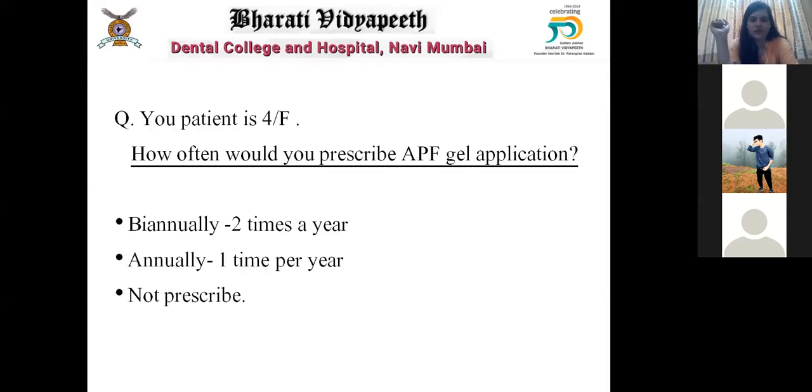Okay, next question. Your patient is a 4 year old female. How often would you prescribe APF gel application? So twice a year, once a year, or not prescribe at all?